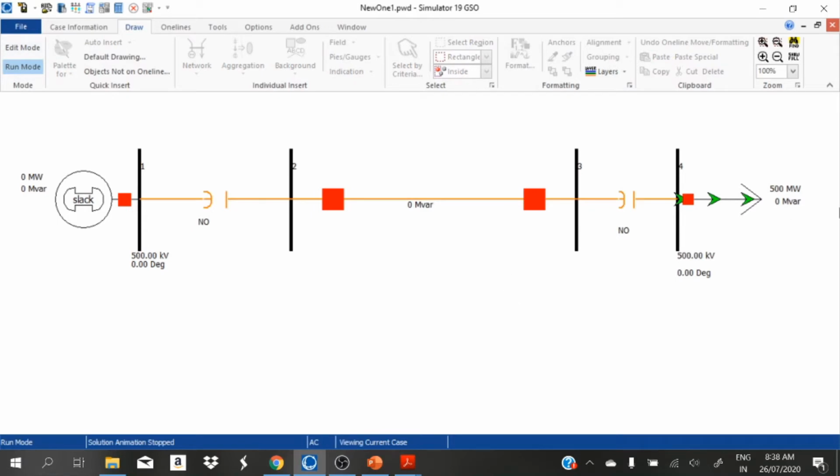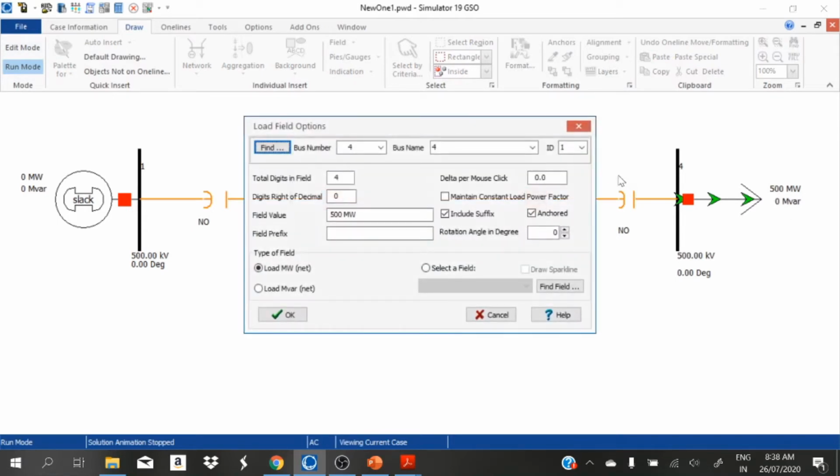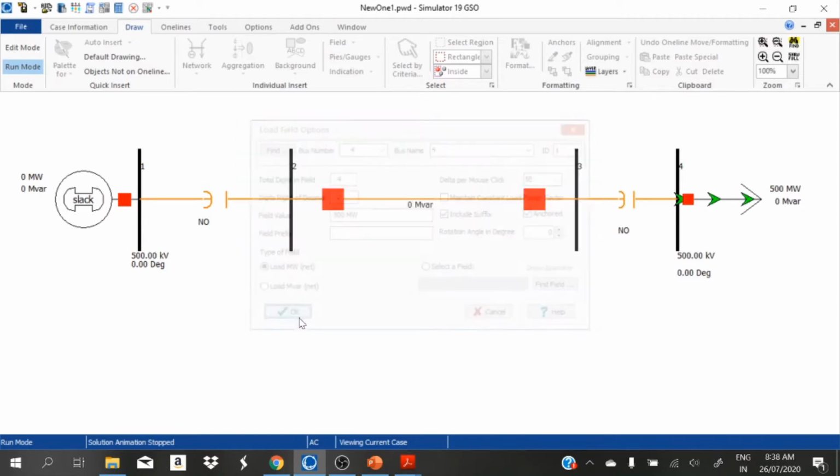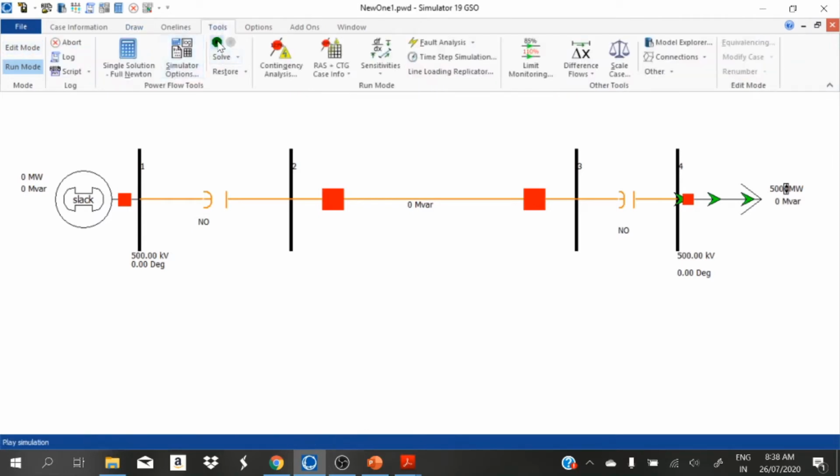Go to run mode. I want to increase the load by 50 megawatts per mouse click. Now we can run our model. Here I can increase the load. Now the capacitor is connected. First I want to disconnect the capacitor and study without the capacitor. Without capacitor, now the capacitor is bypassed. Now I can increase the load.